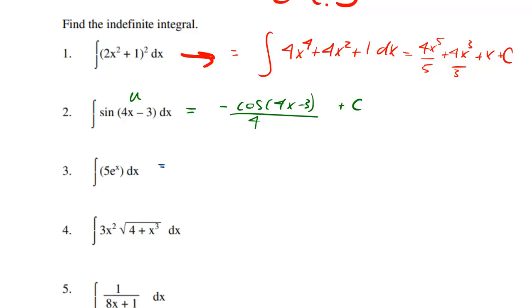For number 3, I'm going to bring the constant out in front because it's not needed for the integral in there. And then you see, e to the x just stays the same. So it's 5 e to the x plus an arbitrary constant c. It doesn't actually matter that it would be 5 times that arbitrary constant since it's just an arbitrary constant.